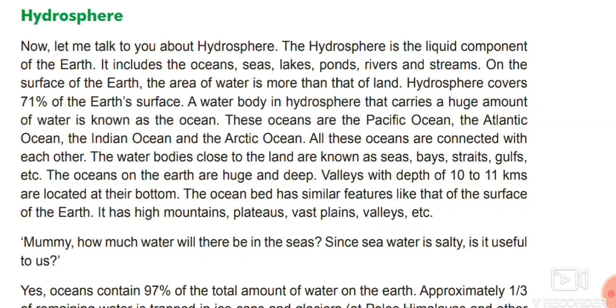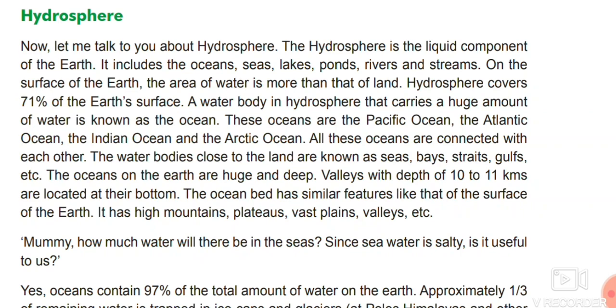Hydrosphere covers 71% of Earth's surface. A water body in hydrosphere that carries a huge amount of water is known as ocean. यानी कि सबसे बड़ी water body जो है वो है ocean.